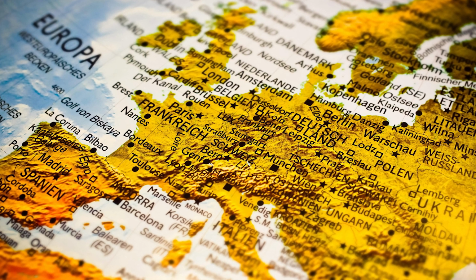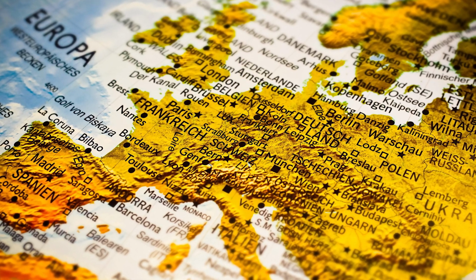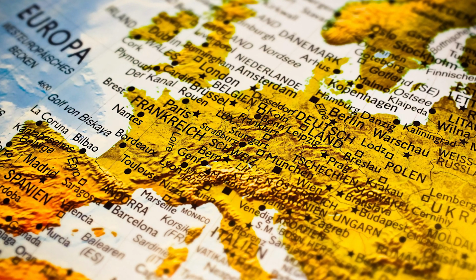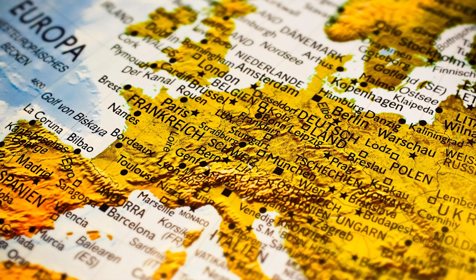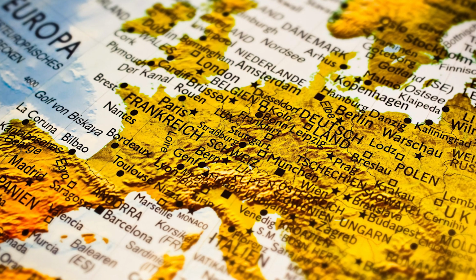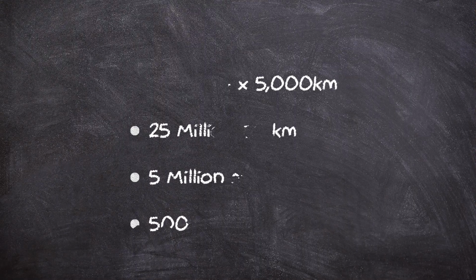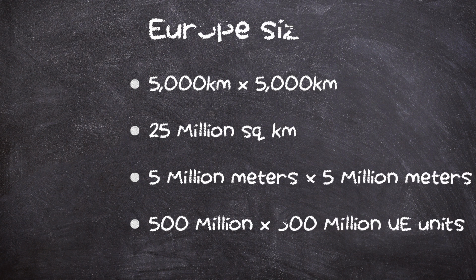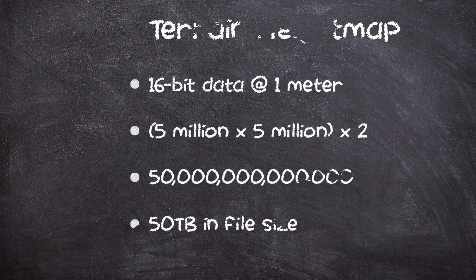Europe is about 5,000 kilometers by 5,000 kilometers, or 25 million square kilometers, when rounded up into a square shape including the surrounding ocean, which is 5 million meters by 5 million meters, and therefore 500 million by 500 million Unreal Engine units in size, which is in centimeters. 16-bit terrain height maps at 1 meter spacing are going to be 50 terabytes in file size. This is just for the source height maps.